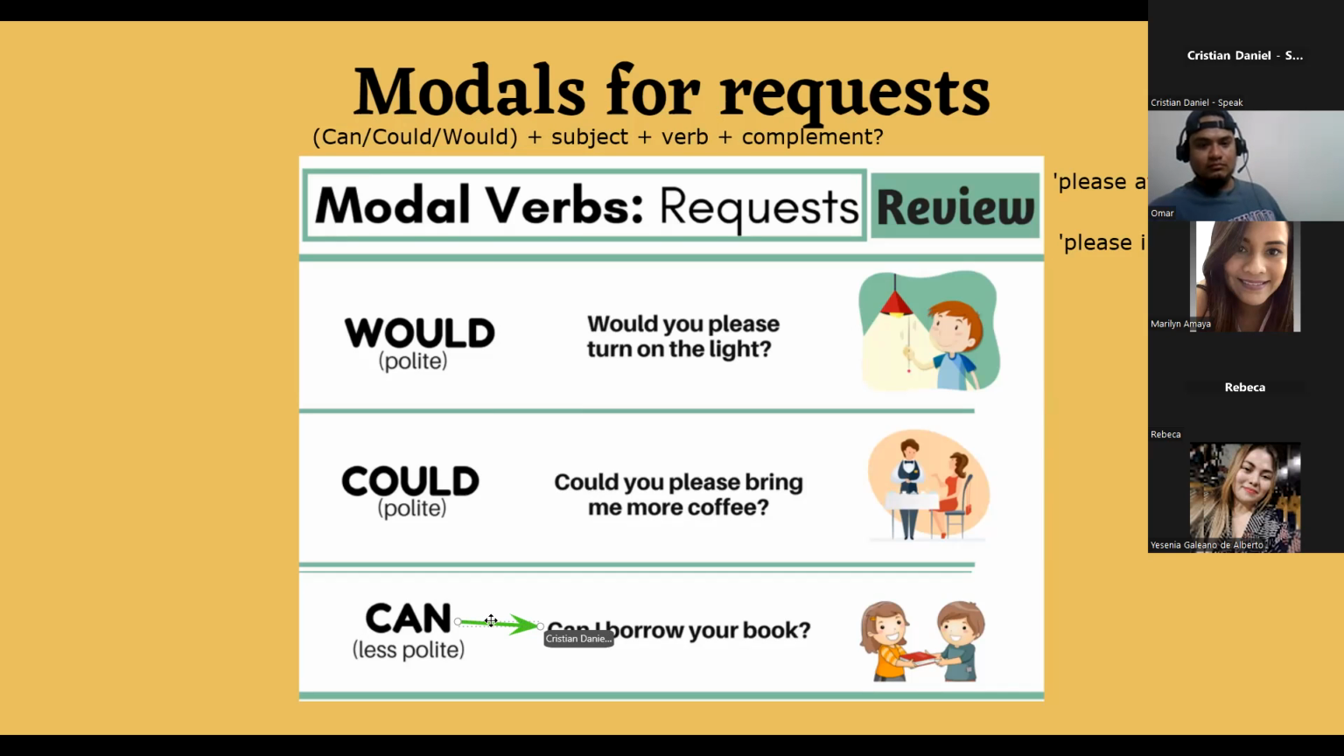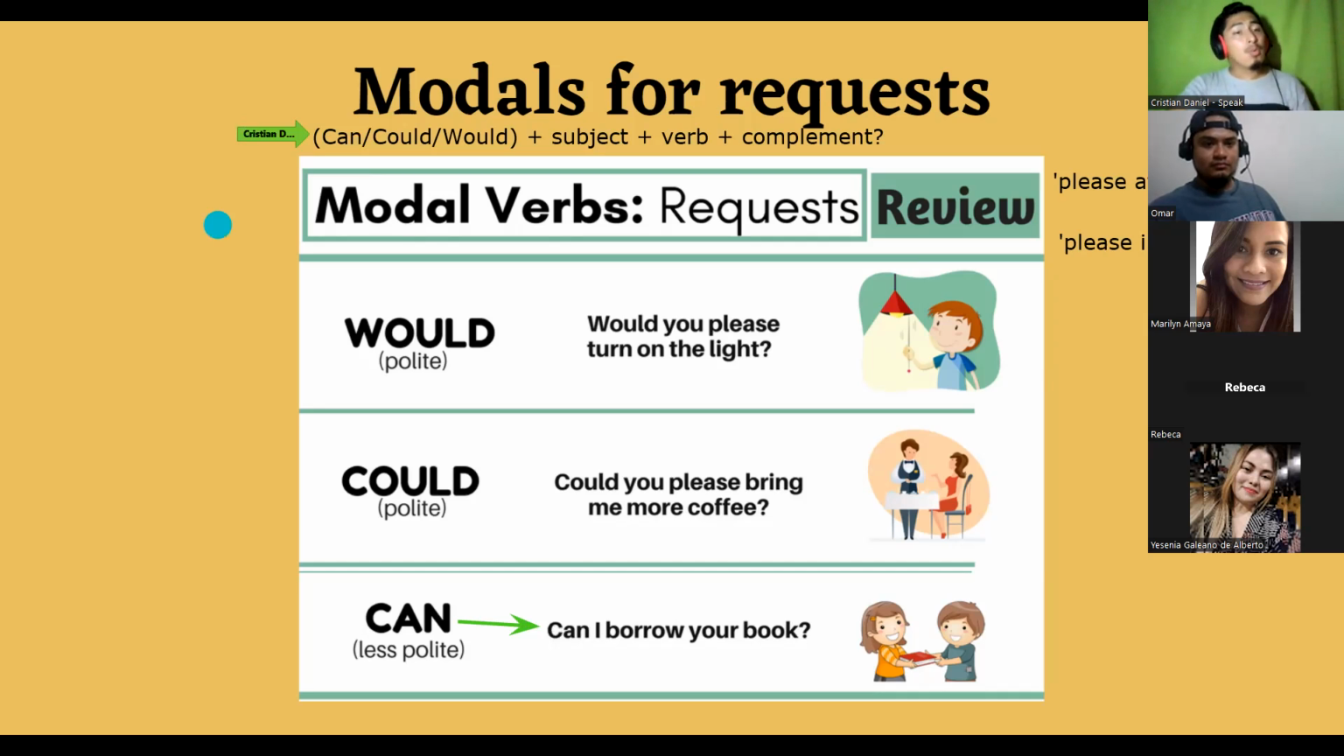Great pronunciation, girls. Okay, as you can see, would and could are very polite. Okay, they are very polite. But can is not, well, it's not very polite. However, if we use please at the end of the question, it becomes more polite, okay? It becomes more polite. So this is a short review, everybody, about yesterday's structure. Remember that we use the same structure for the three modal verbs, can, could, and would.